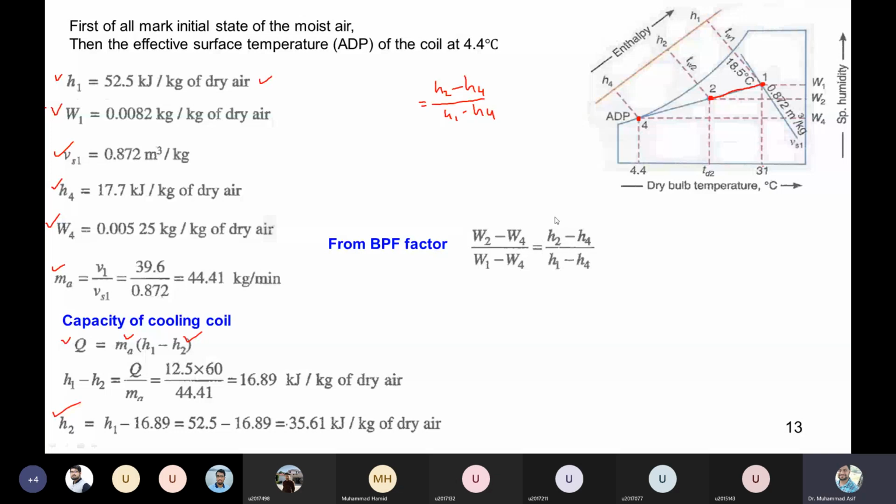Excuse me, sir, I had a question. Sir, will the ADP always be located at the 100% relative humidity line?